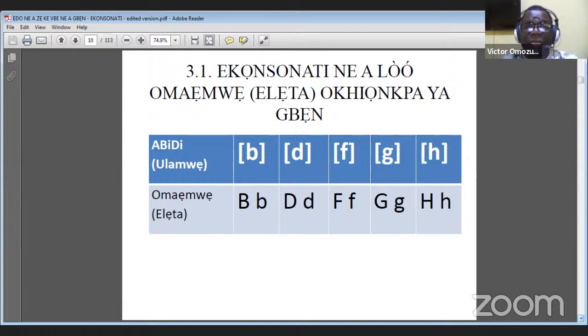So the consonants written with single letters of the alphabet. These are what we have there. The first 5 are presented here: B, D, F, and so on.